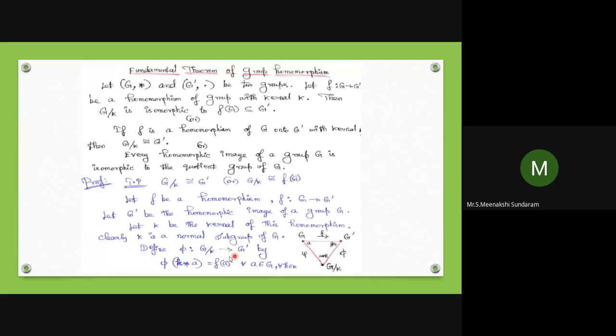So how do we define the map from G over K to G dash? It is defined by one element in G over K. All elements in G over K are of the form a star K. So I can take pi of a star K equal to f of a, for all elements a belonging to capital G and K belonging to the kernel K. First of all, we can define it this way.